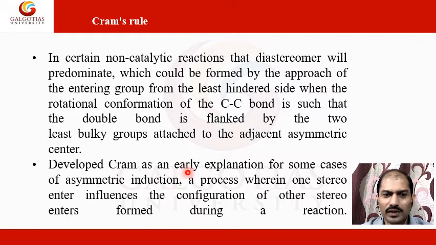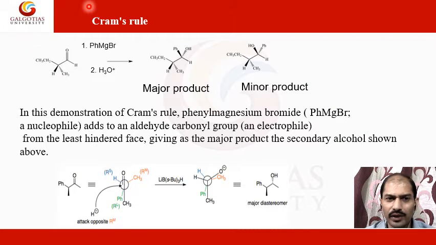So this is Cram's early explanation for some cases. Asymmetric induction is a process where one stereocenter influences the configuration of the other stereocenter. It means the direction from which the nucleophile attacks will also influence the configuration of the other stereocenter, if two stereocenters are present. So you can see there are a number of ketones like this, and you can put them in different wedge forms as we discussed.